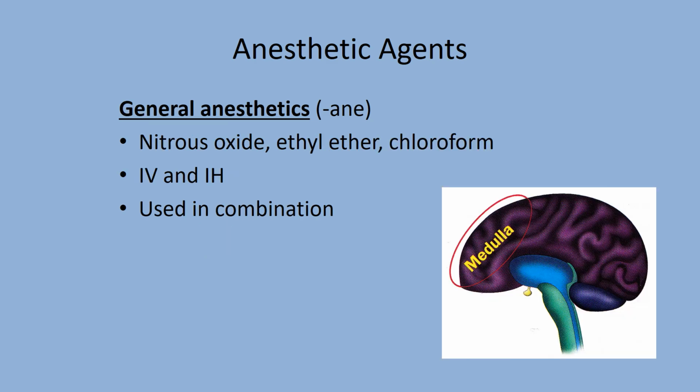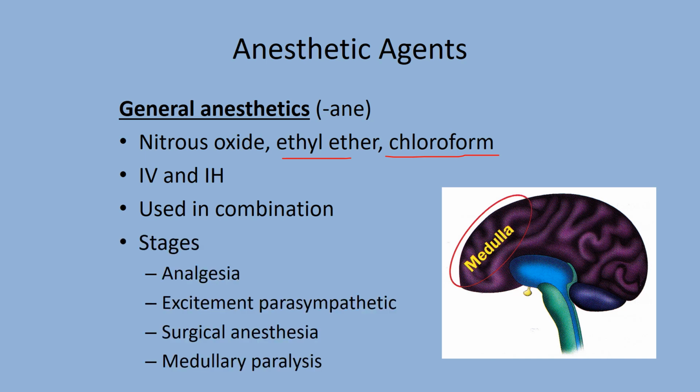Next is general anesthetics. So they come in many forms. It could be IV or inhalation form. So I mentioned the ethyl ether and chloroform. That's not well controlled. The stuff we use nowadays in the hospital is going to be way better controlled.